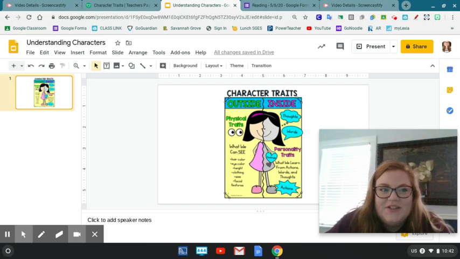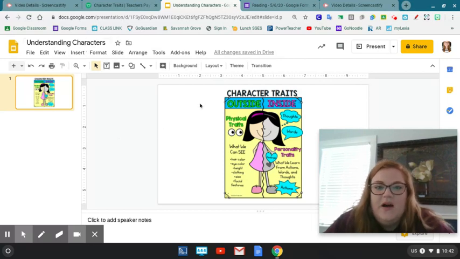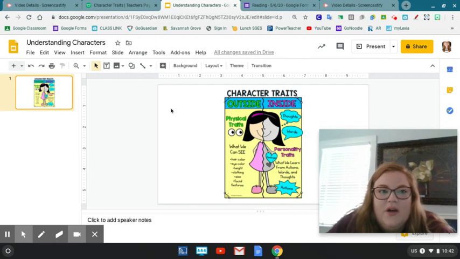Hey everyone, just like yesterday and for the rest of this week for reading, we are talking about understanding characters and character traits. A way to understand characters and their character traits is to look at the outside and inside of a character. We've looked at the same poster so far this week, and we'll continue to look at it to help us.